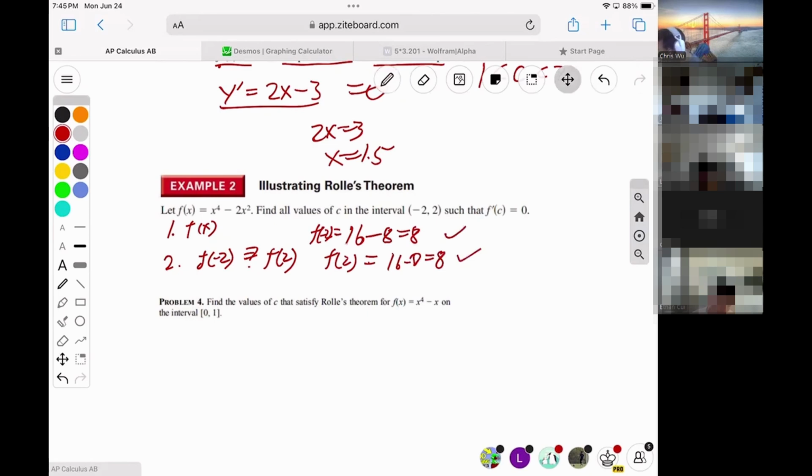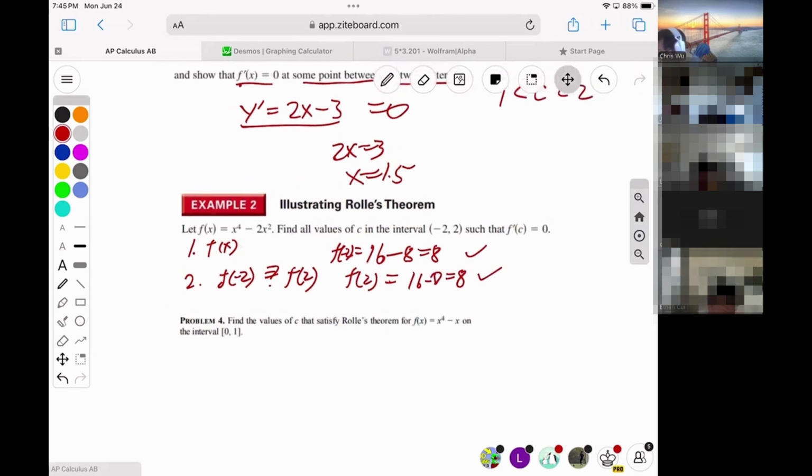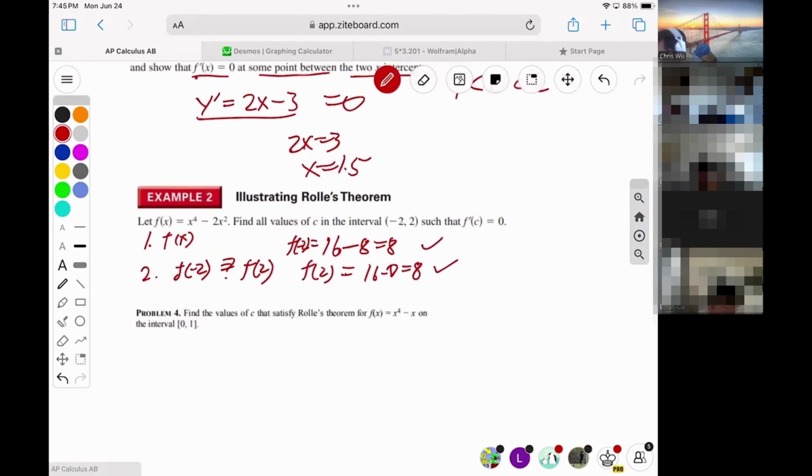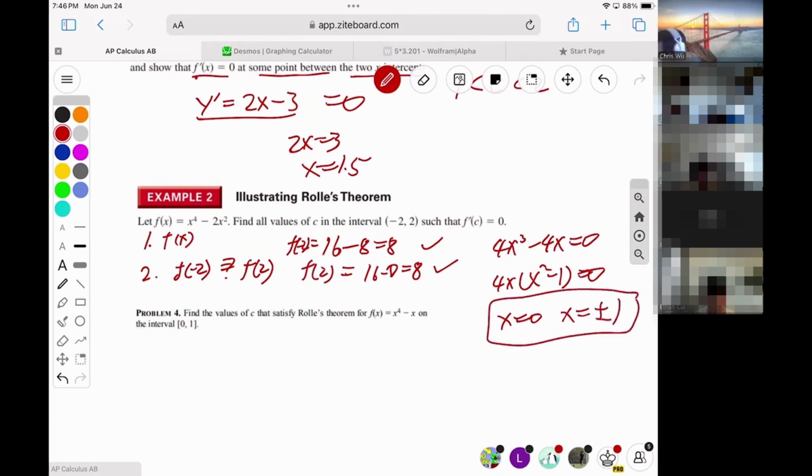So therefore, Rolle's theorem should guarantee me at least one point between -2 and 2 where I should get a 0. So let me try. 4x cubed minus 4x is equal to 0. If I factor it, 4x times (x squared minus 1) equals 0. So x equals 0 or x equals plus or minus 1. So in fact, I have three different points between -2 and 2 that satisfy this criteria. Right. So that's it. Okay.